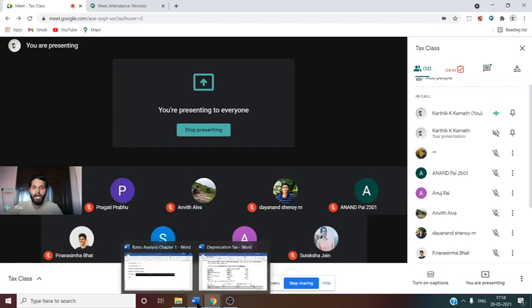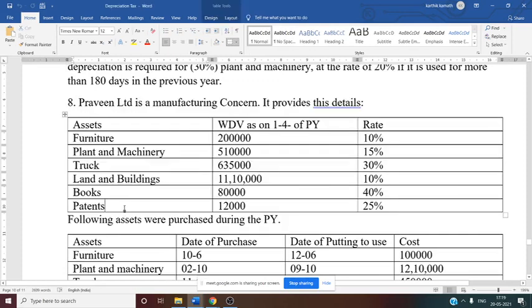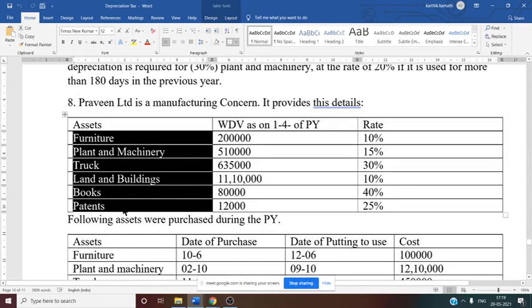Now there are 6 categories of assets given: furniture, plant, truck, land and building, books, and patent, and the rates are also different. All the rates are different except for furniture and land and building, which are both 10%, but you need to calculate them separately. Plant and machinery is 15%, truck is 30%, book is 40%, patent is 25%. So you need to make 6 columns, and 6 sub columns.